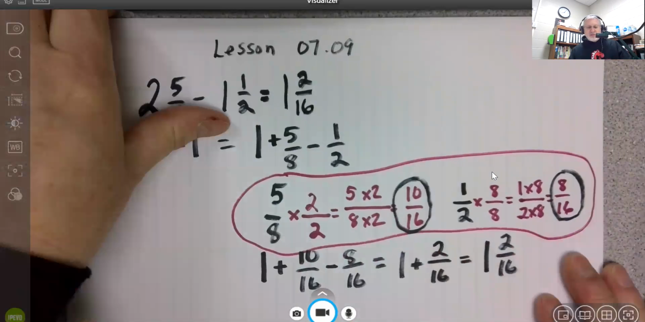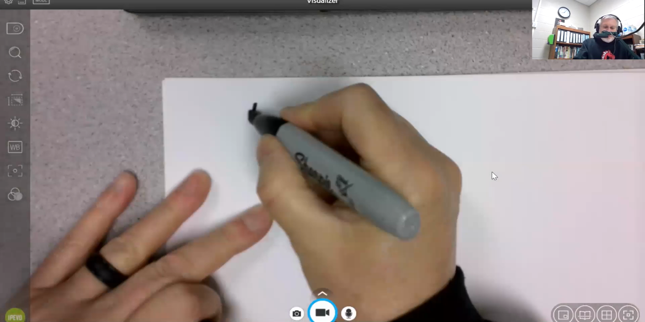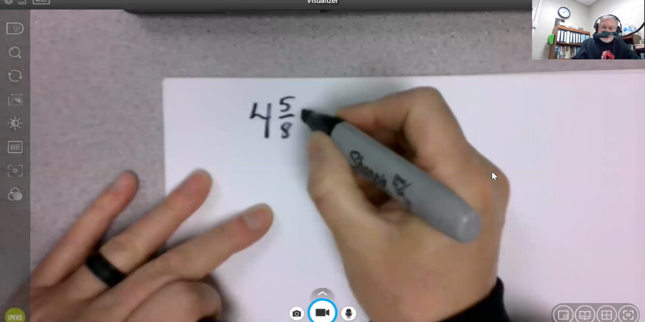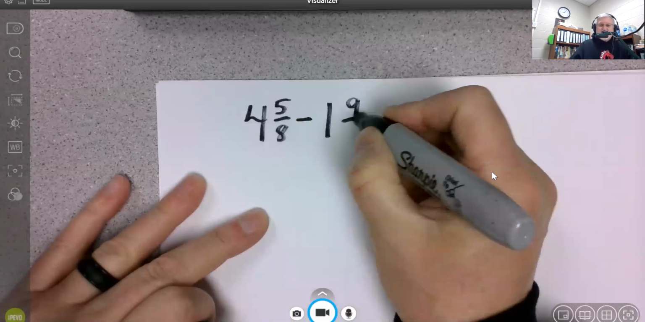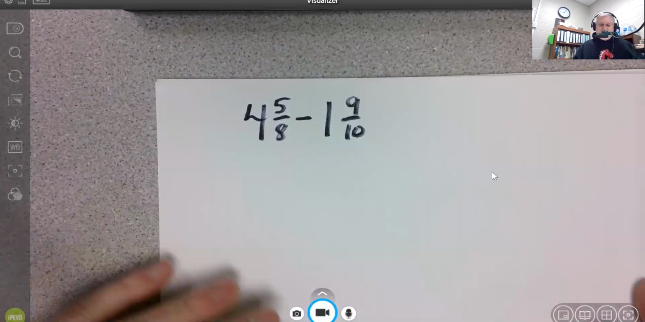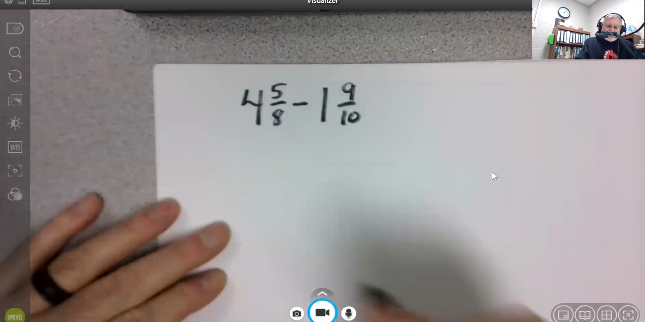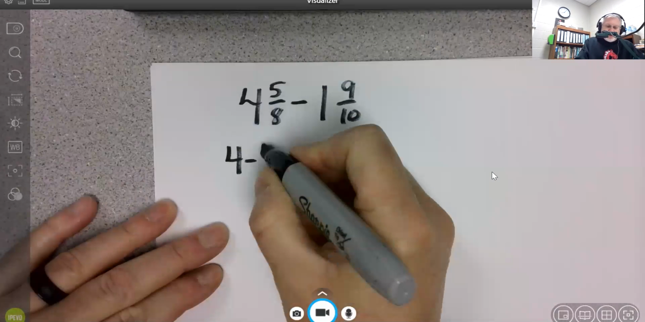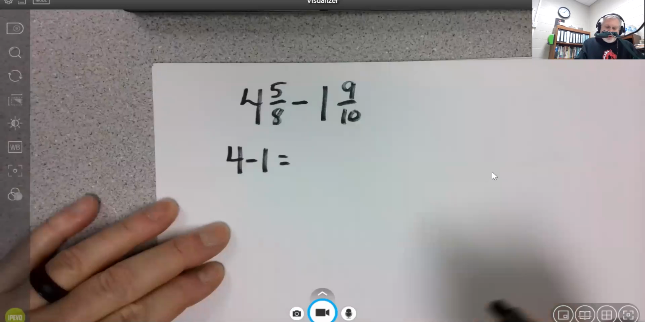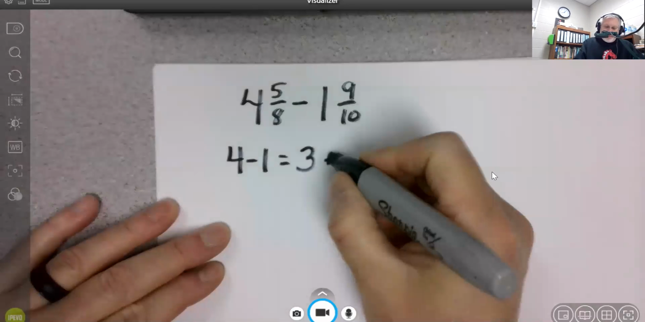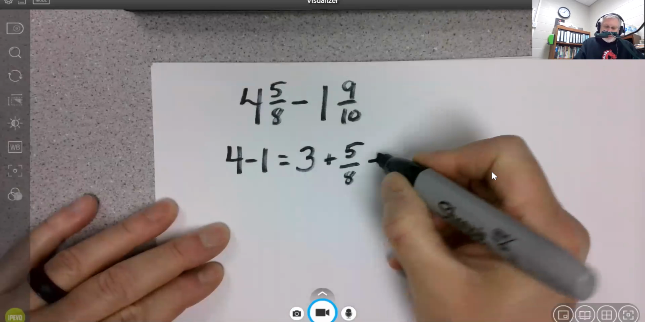All right, in our second problem, we're going to have to regroup. Okay, so our second problem is 4 5/8 minus 1 9/10. And like I said the first time, the first step we do is we subtract our whole numbers. So 4 minus 1 is 3. And then I have 5/8 minus 9/10.